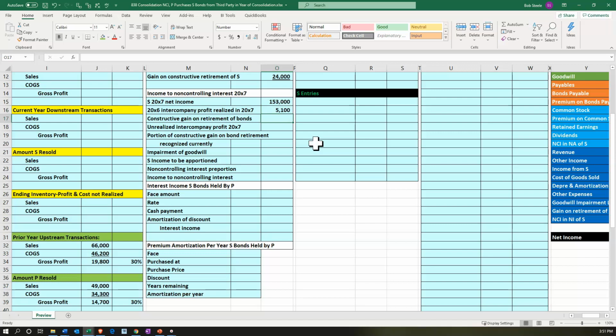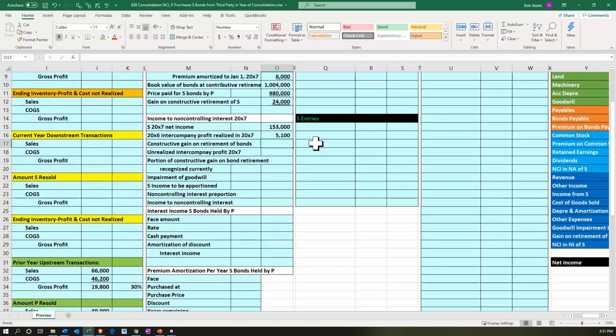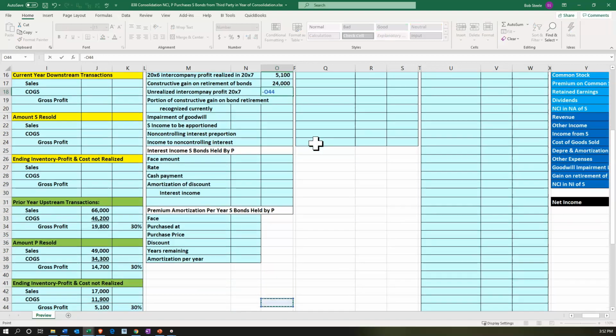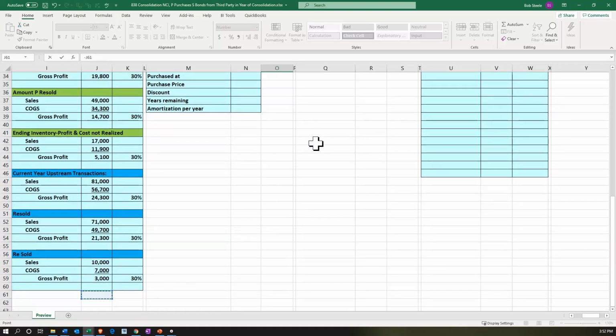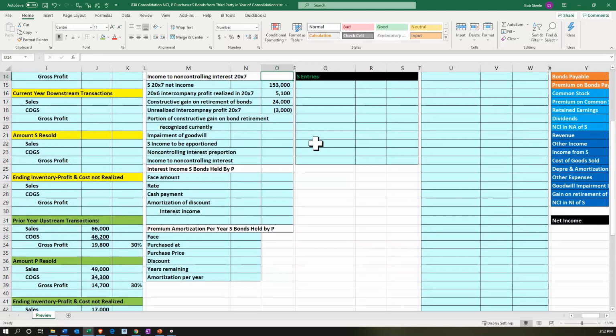And then we got the constructive gain on retirement of the bonds, which is also going to be a positive over here at the 24,000. So we're going to have to deal with the 24,000. And then we have the unrealized intercompany profit as of 2000X7. So this is going to be the other, deal with the inventory. So we're going to say, okay, we did the prior year inventory, now the current year inventory. And this is going to be a negative now of that 3,000 that we calculated a bit ago.